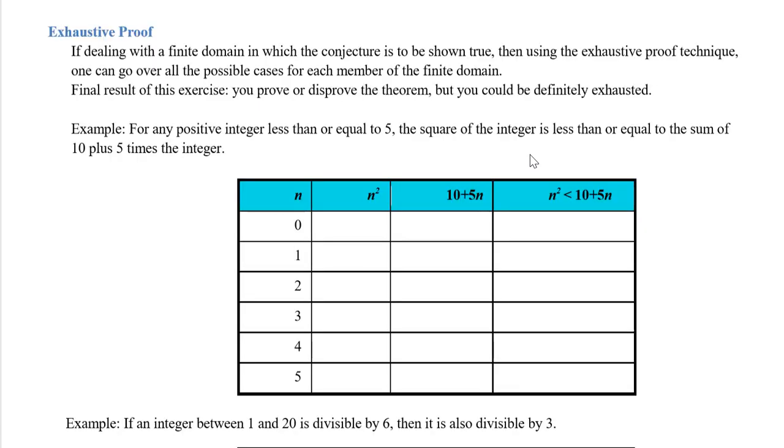So if we're dealing with a finite domain in which the conjecture is to be shown true, then using the exhaustive proof technique, one can go over all possible cases for each member of the finite domain. So the key here for exhaustive proof is to have a finite domain. And sometimes you let the computer do the work, you write a program to do all the exhaustive search and find you the result that it works. So this is only for finite domains.